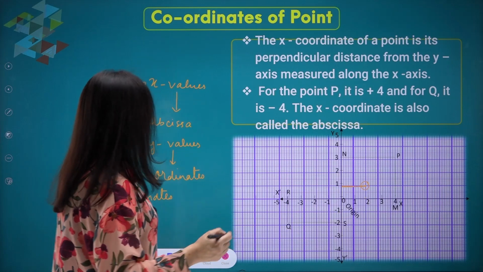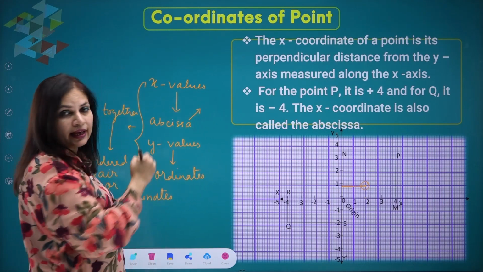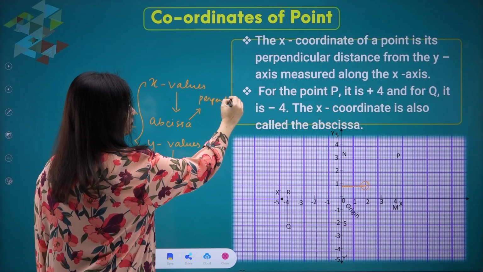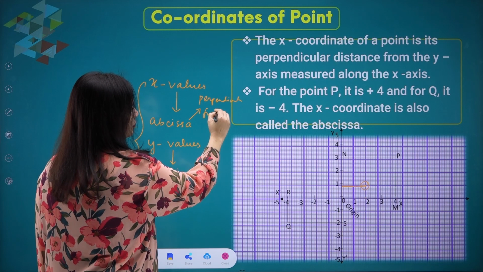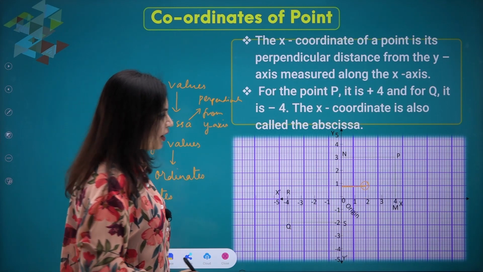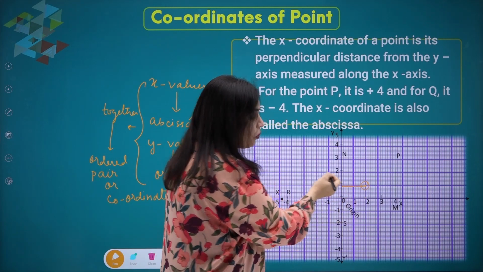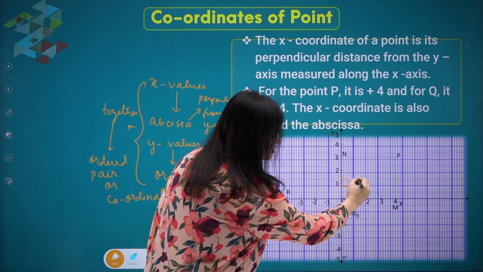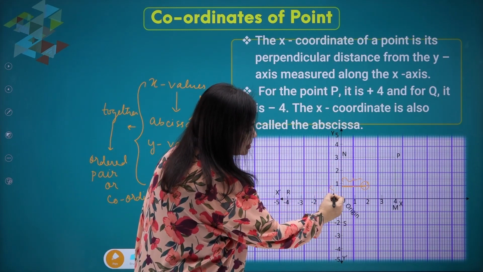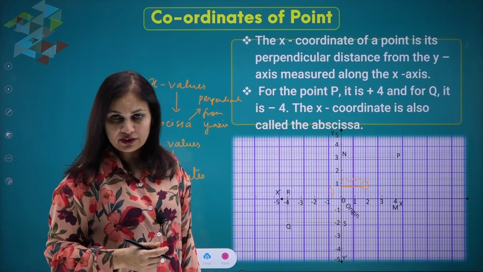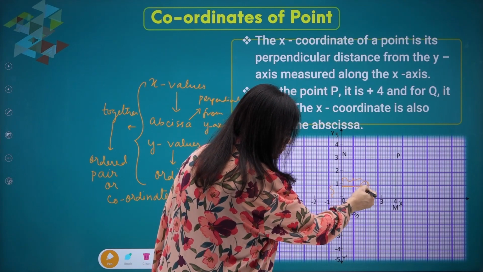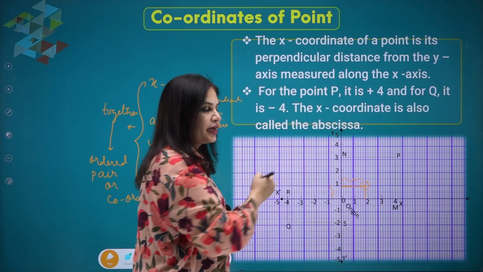So the value of abscissa, how do we calculate it? Perpendicular distance from the y-axis. Similarly, this is the horizontal distance. The vertical distance is the value of y, and how do we get that vertical distance or the value of y? By taking the perpendicular distance from the x-axis.